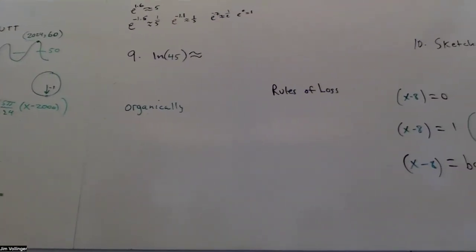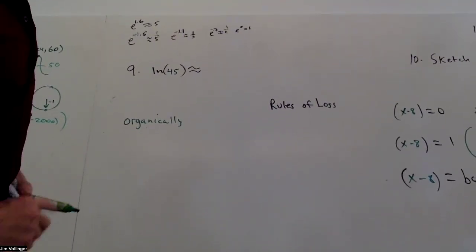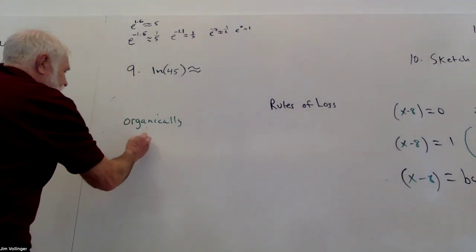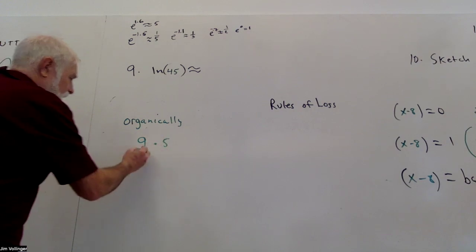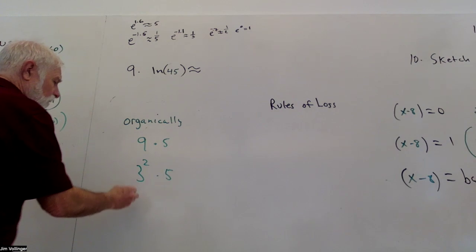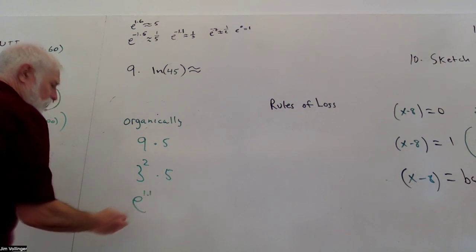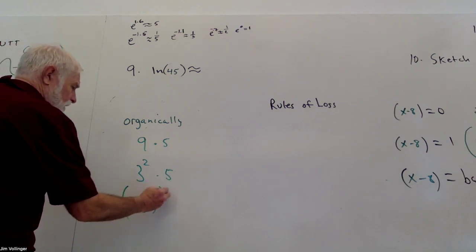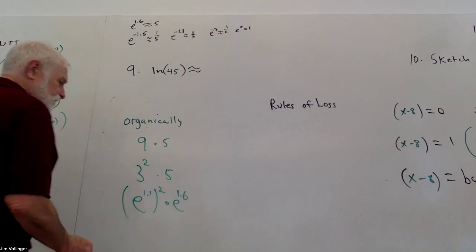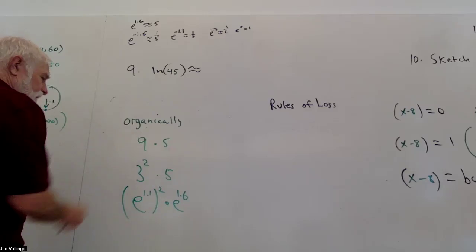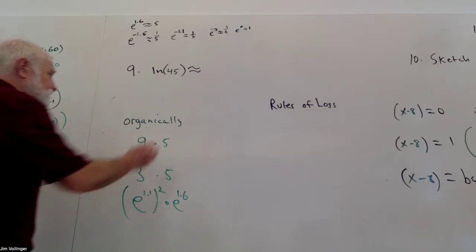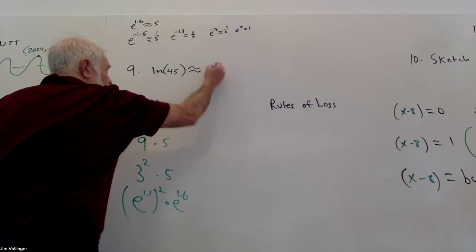Okay, if I made a mistake, I'm not catching it because I'm not really checking my work too much. So 45, I know 45 is 9 times 5. I know 9 is 3 squared times 5. I know 3 is e to the 1.1, and we're going to square that. And I'm going to multiply that by e to the 1.6, which is 5. So what are the exponents that I'm putting on top of e to get 45? 2.2 plus 1.6 looks like it's approximately 3.8.